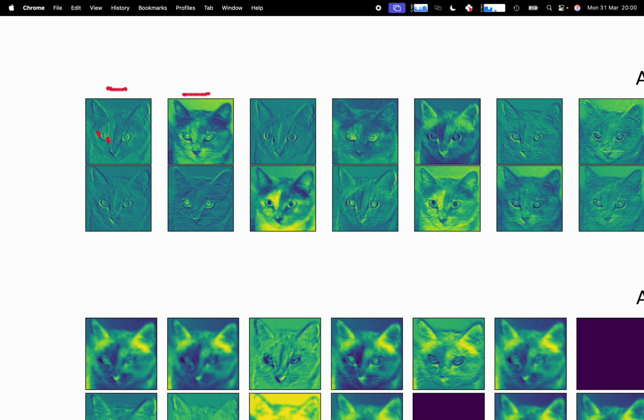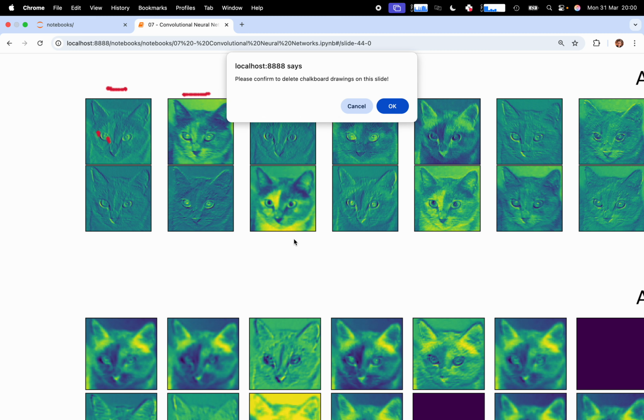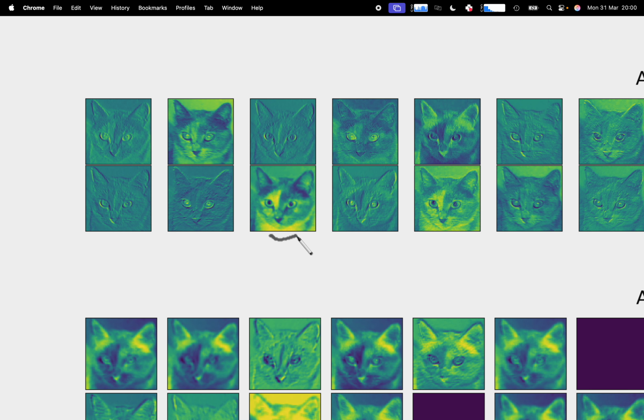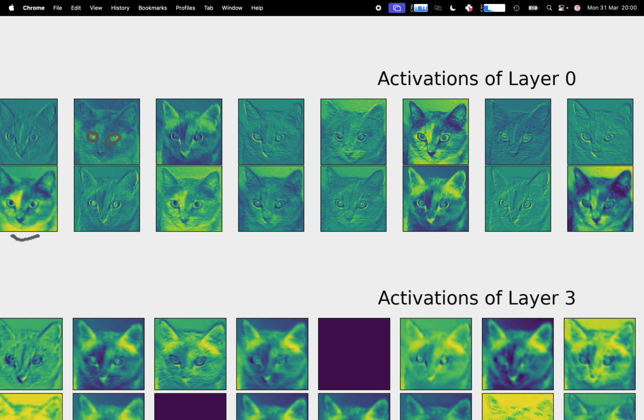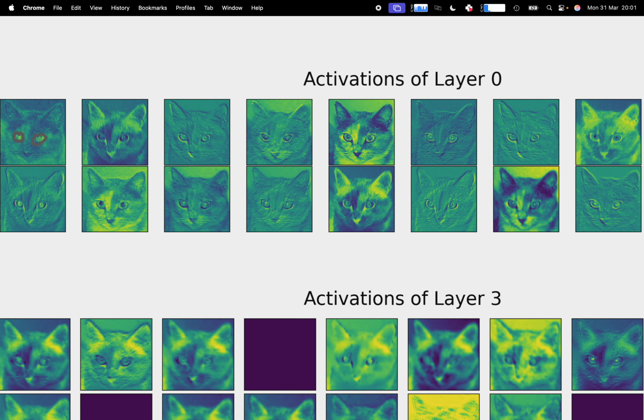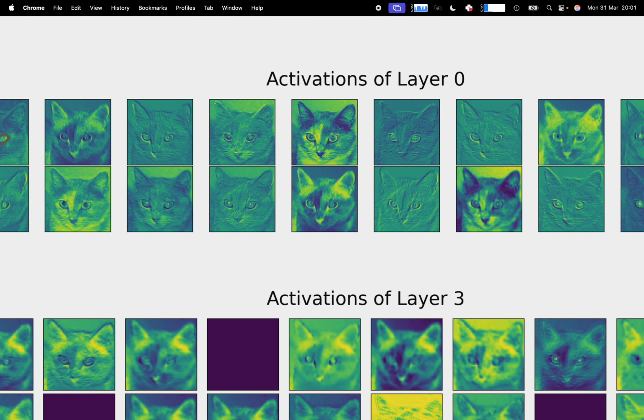Other ones, this one seems to be reacting even more. Like this one here, seems to be responding even more to purely white colors. This one seems to respond a lot to the eyes here, right? And we can see that all these different filters respond differently to different things in the image, right? And that's what we want.